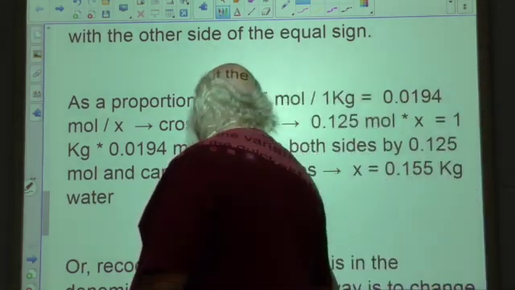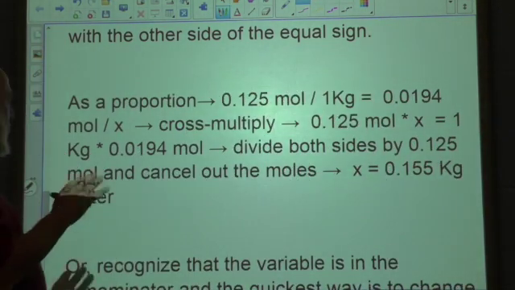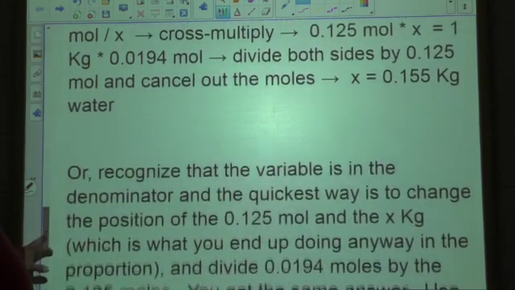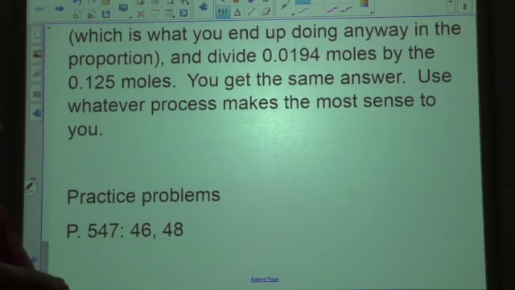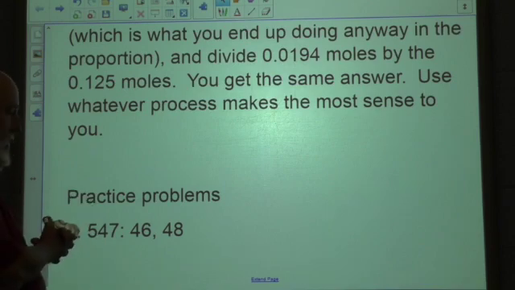Okay, so the mathematics is a little tricky if you get an x in the denominator, but use whatever makes the most sense to you, and life is all good. Practice problems, page 547, problems 46 and 48. Good luck.